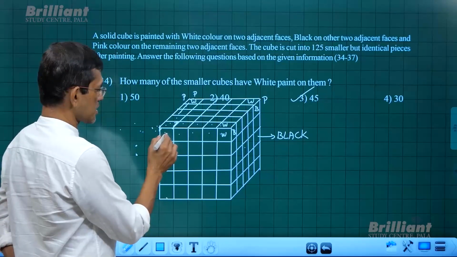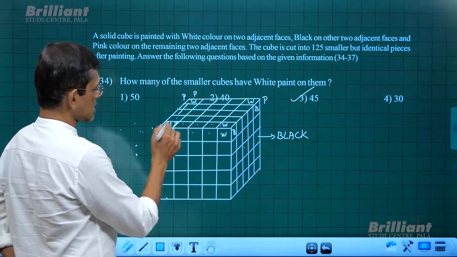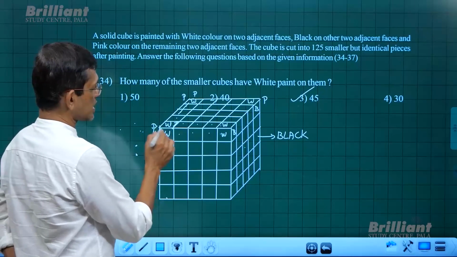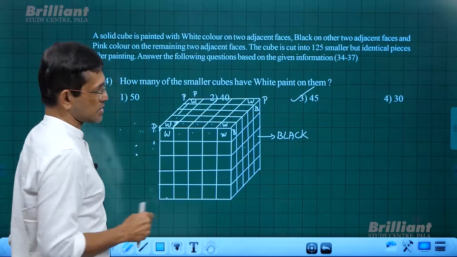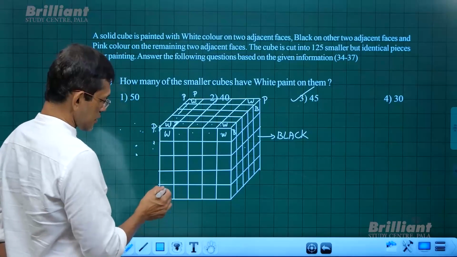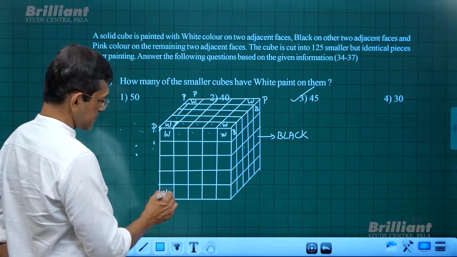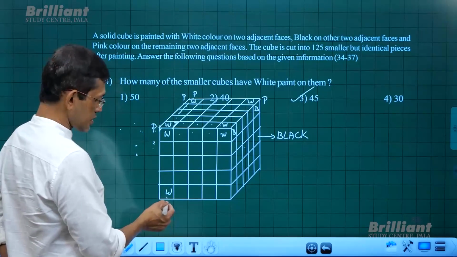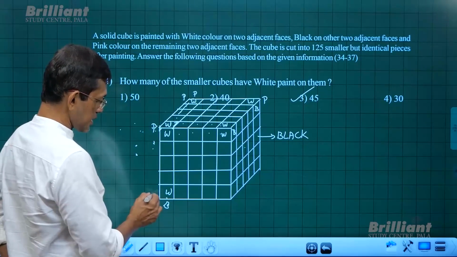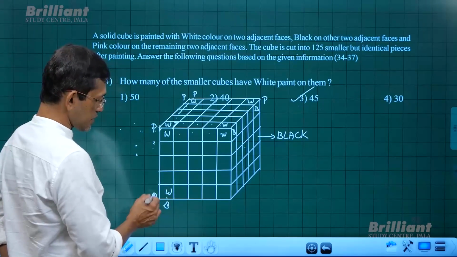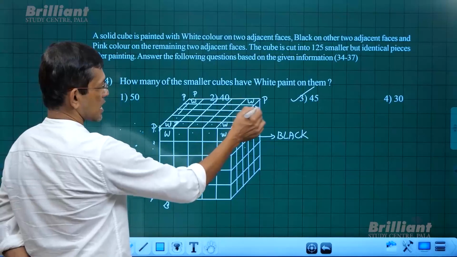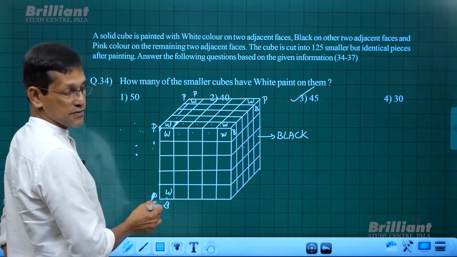And look at this cube here. It's white, and this side is white, and this side is pink. So it's white, white, pink. So that means again 2 colors. Now look at this cube over here. This is white here, and bottom we assume it's black, and this side is pink. Okay, so it's 3 different colors. So this cube we have 3 different colors, this cube we have 3 different colors.